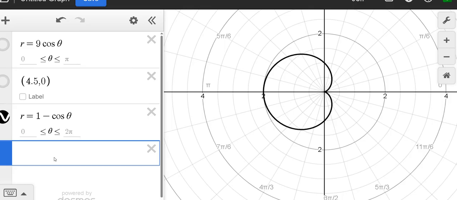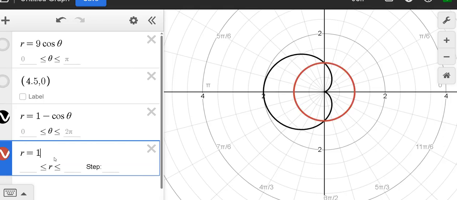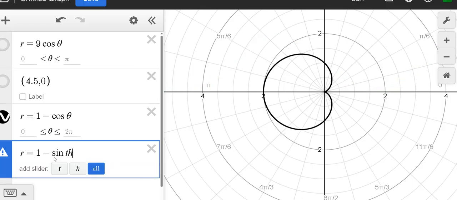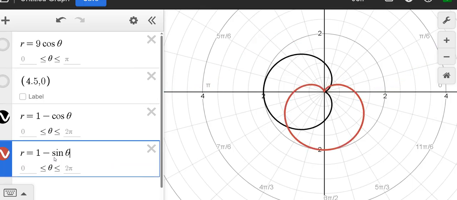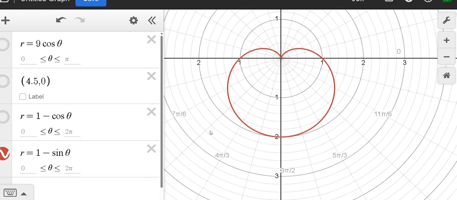The only thing that bothers me about that one is that it's kind of facing to the left. Let's see if we can't get it to face the right way. This would be 1 minus sine of theta, I think should work. There you go. There's your heart. Yay. It's about as romantic as mathematics ever gets. So lap it up now.